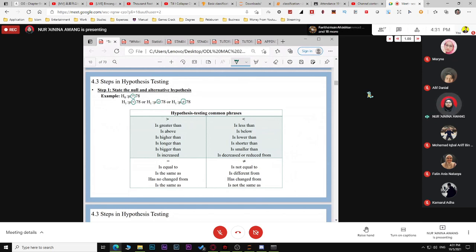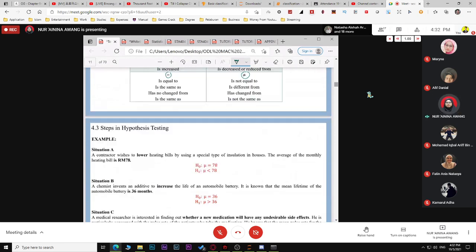Okay, so if the question asks you which is greater, above, or higher, so your H1 will be more than. Okay, and then if the case asks you either below, less than, lower, or shorter, so kita akan guna less than. So dekat H1 ni dia akan jadi less than. You kena ingat, for H null is always equal. And then kalau dia kata equal, so ni akan duduk for your H1. And then the last one is unequal. Okay, so this is the sign that we use to write your hypothesis. And we look at the example.